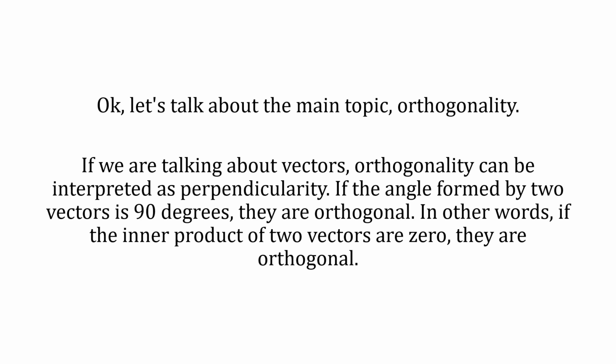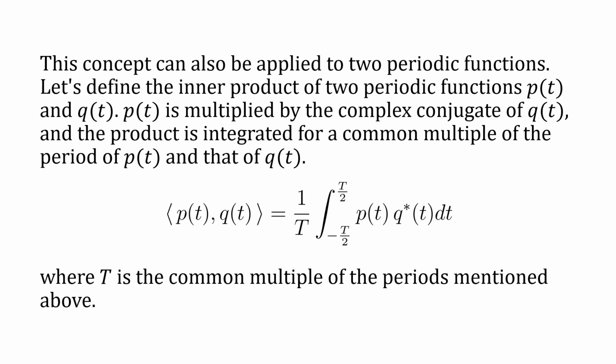Okay, let's talk about the main topic, orthogonality. If we are talking about vectors, orthogonality can be interpreted as perpendicularity. If the angle formed by two vectors is 90 degrees, they are orthogonal. In other words, if the inner product of two vectors is 0, they are orthogonal.